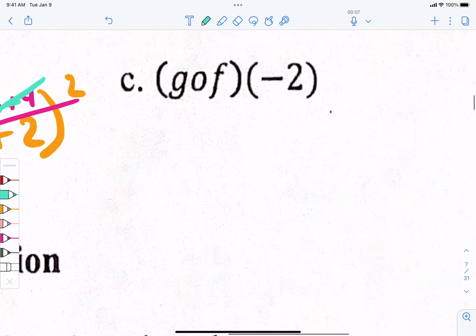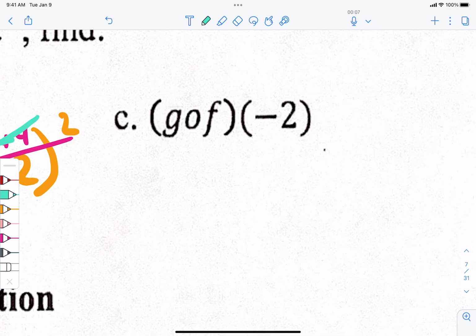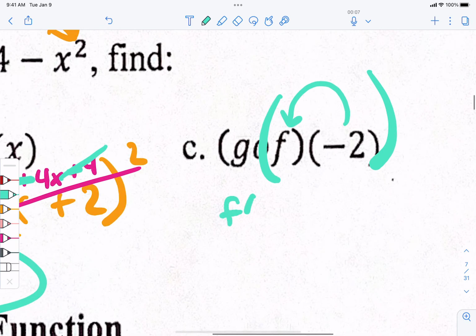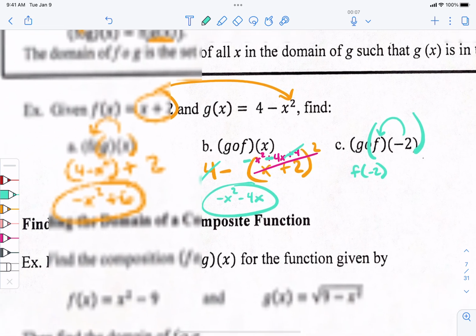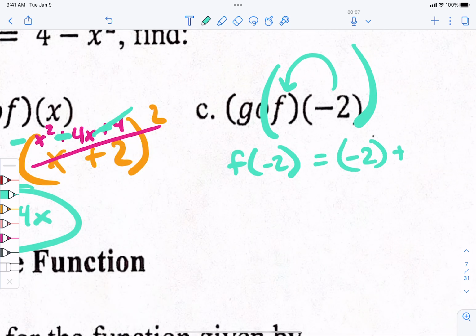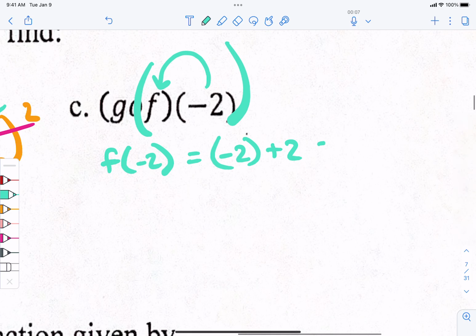What happens if they say g composed of f of negative 2? Plug negative 2 in for x. Do you plug in negative 2 into g or f first? F. We work backwards, right? We have to evaluate what f of negative 2 is first, and then we stick that number into the g function, okay? So I'm going to evaluate f of negative 2, and f of negative 2 means we're plugging negative 2 in, so it's negative 2 plus 2. And so f of negative 2 is 0.